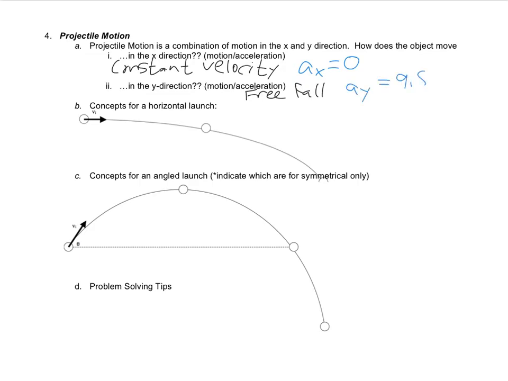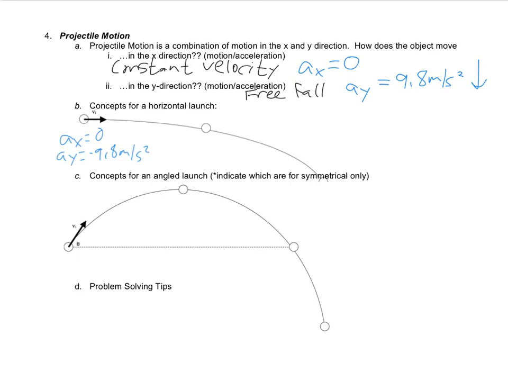And our acceleration is 9.8 meters per second squared down. The other thing we need to know about are important concepts for the two different kinds of launches, the horizontal launch and the angled launch. So we're going to work through those concepts right now. So as always, we know our two accelerations, 0 and 9.8.